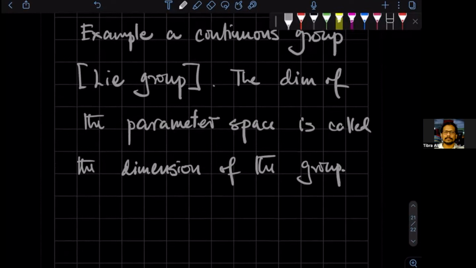Okay, so is it clear why GLNR is a group? This is very important. All the matrix groups that we will be studying will be subgroups of this.